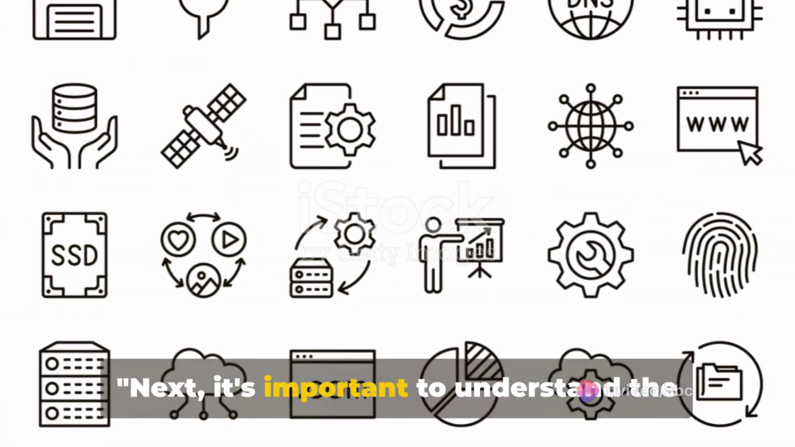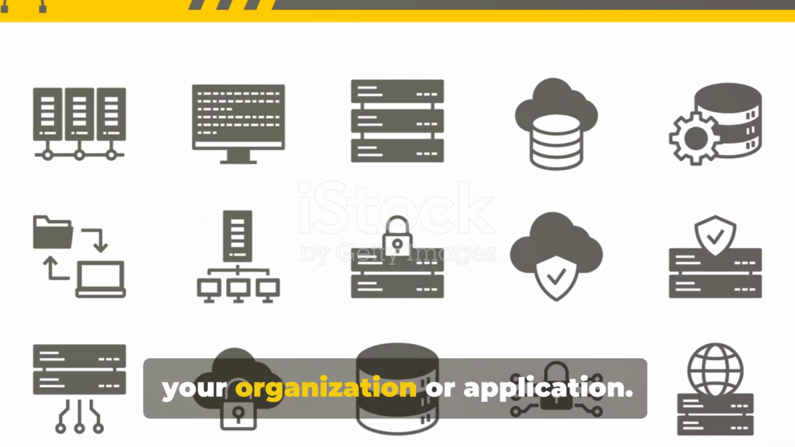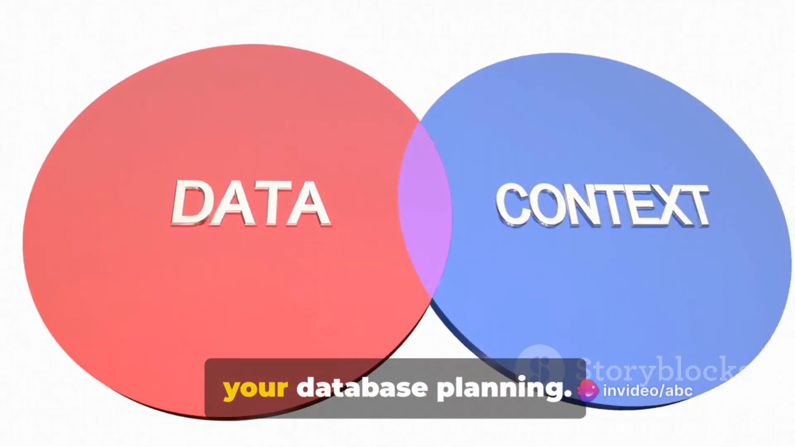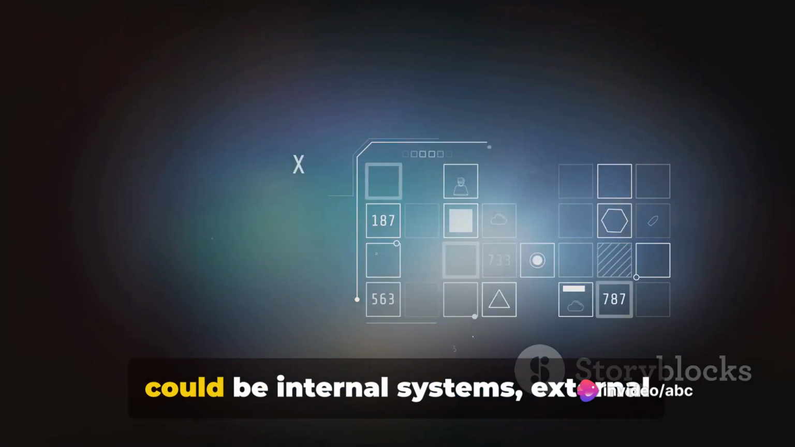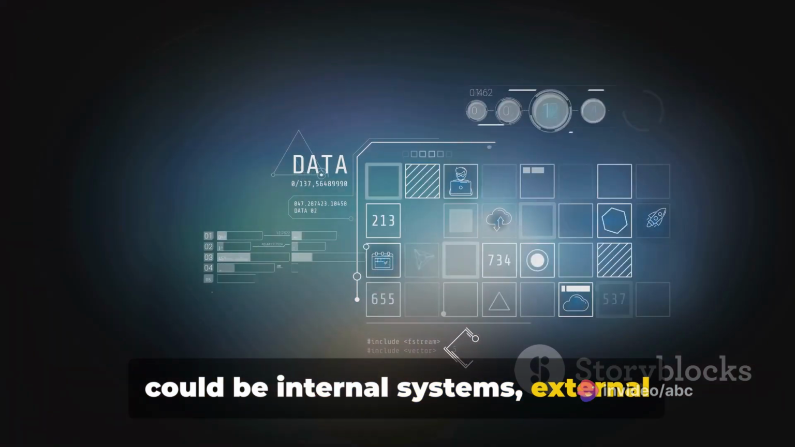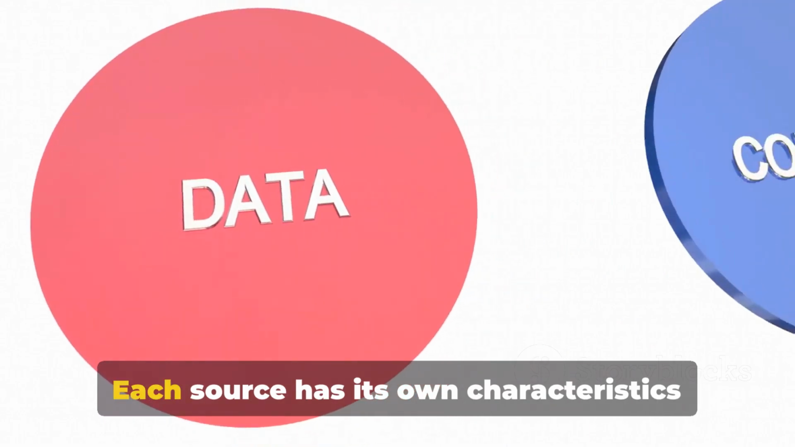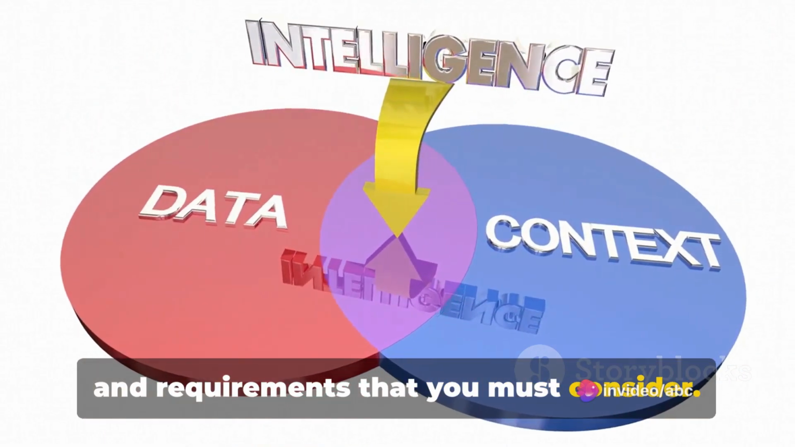Next, it's important to understand the sources of data and how data flows within your organization or application. This understanding forms the backbone of your database planning. So where does your data come from? It could be internal systems, external sources, user inputs, or even sensor data. Each source has its own characteristics and requirements that you must consider.